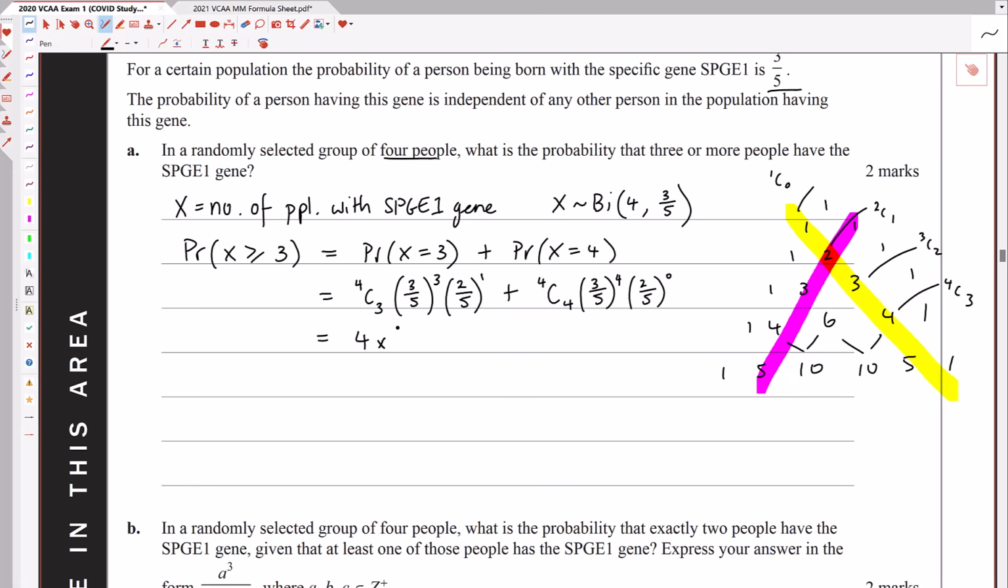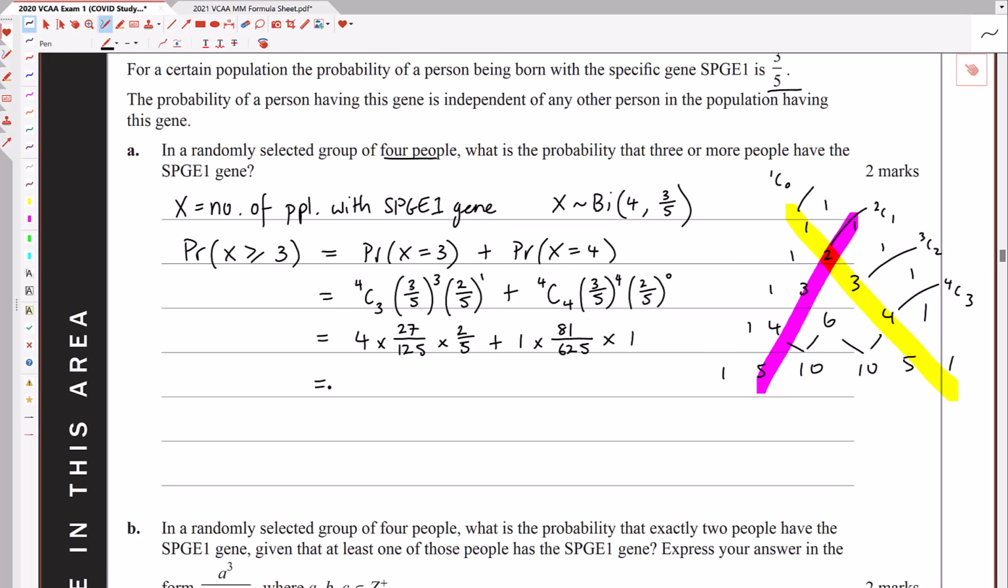So 3 cubed is 27, so we're going to need a bit of number work here. 5 cubed is 125, times 2/5, plus 4 choose 4. Anything choose itself is 1. 3/5 to the power of 4, so 3 to the power of 4 is 81, 5 to the power of 4 is 625. And then anything to the power of 0 is 1. Okay, so we've got 4 times 27 times 2.